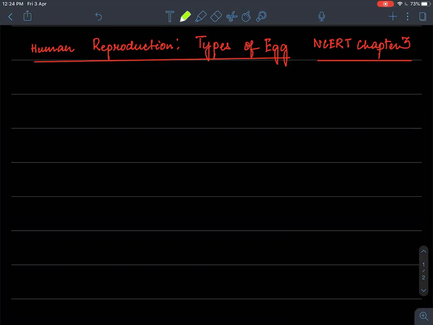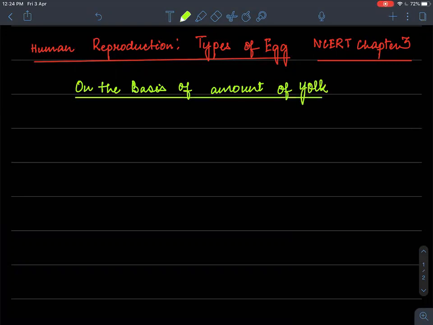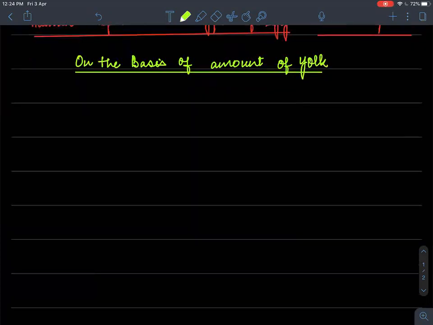And under this, we are going to discuss the types of eggs. Eggs can be classified on different bases. The first one we are going to look into is the basis of classification on the amount of yolk that is found. On the basis of amount of yolk, there can be 4 types of egg.